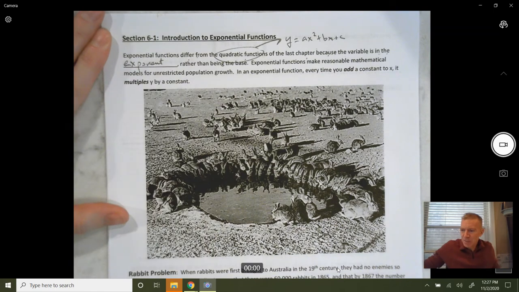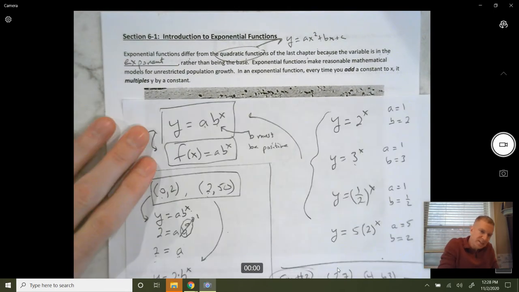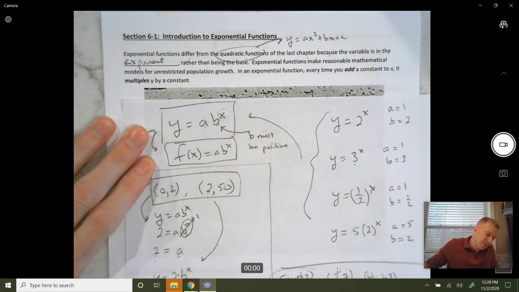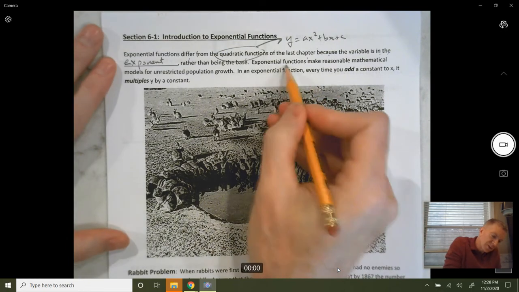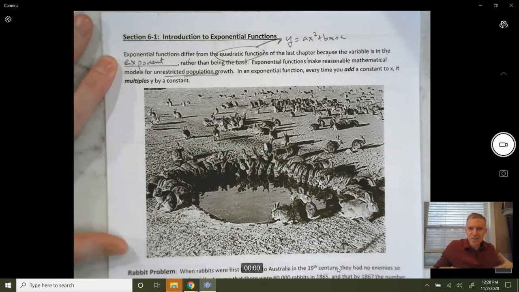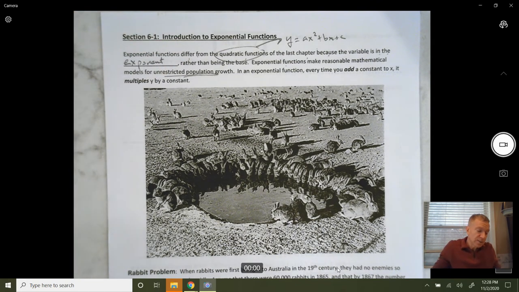It's called an exponential function, not just because there's an exponent somewhere, but because by definition, your variable's in the exponent, which makes it an exponential function. Exponential functions make reasonable mathematical models for unrestricted population growth. When somebody says something grows exponentially, it's growing really, really quickly at an increasing rate.